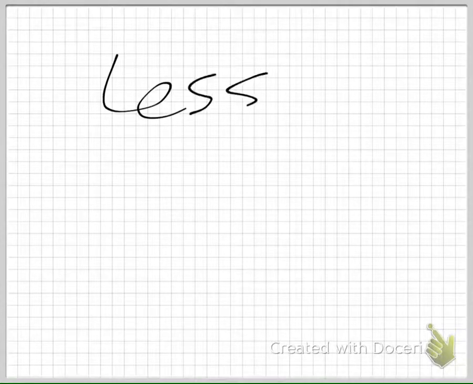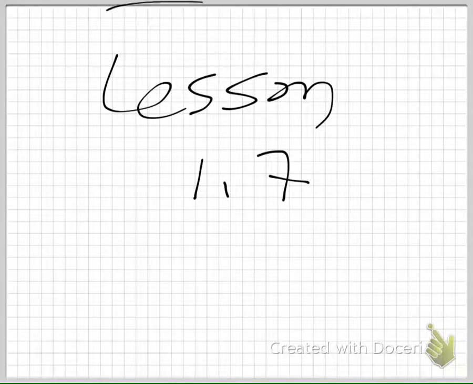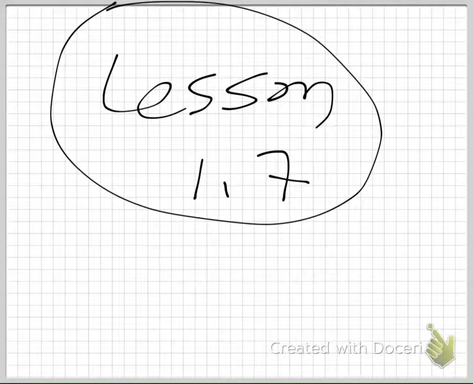All right, this is pre-algebra lesson 1.7, right? Inductive reasoning. Big old fancy words, right? Inductive reasoning. Let's read about it. Let's look at the top of page 35. See what inductive reasoning means.